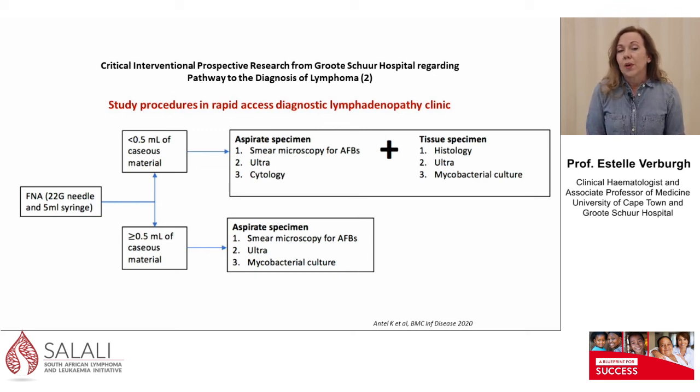If we do not aspirate more than 0.5 ml of caseous material, in that case, we will go over to a tissue specimen and get histology, get the Ultra, and get a culture. And if we think that the patient is likely to have a cancer, and that's typically the older patient, more than 50 years, we will also do an aspirate with a cytology, because in these cases, the cytology is very, very useful.